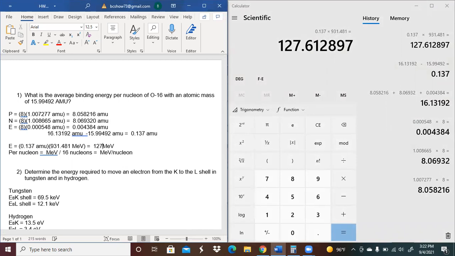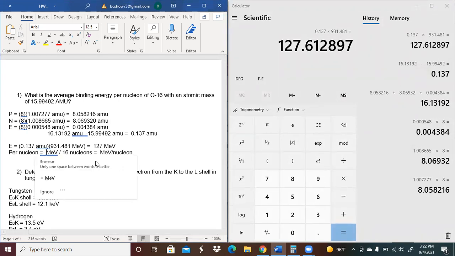So I got 127.612897. And that's actually more significant digits than we should have. We'll just call it there. And actually, technically, I should call it here because I've got 3 significant figures here. I've got 6 here. And that's what I would end up with.